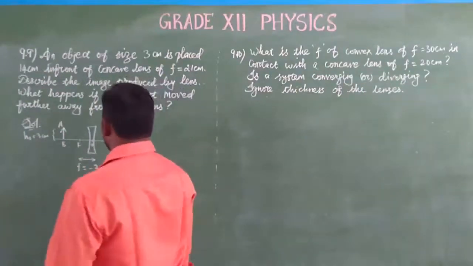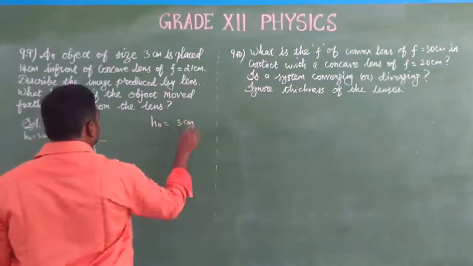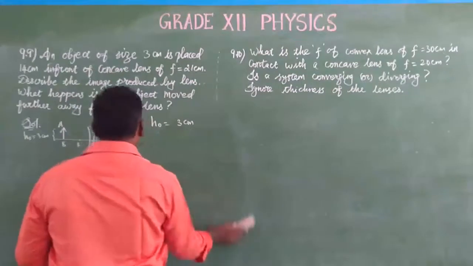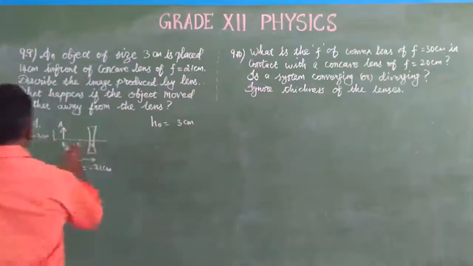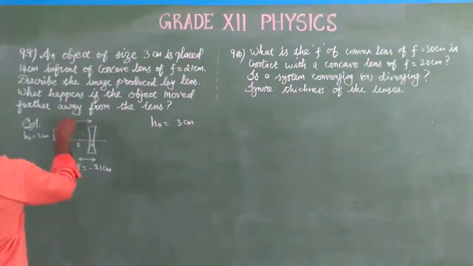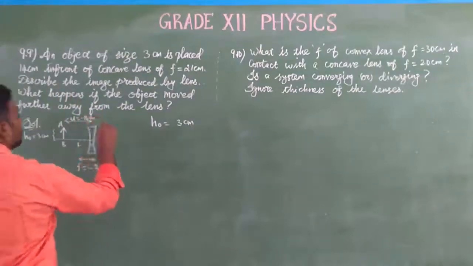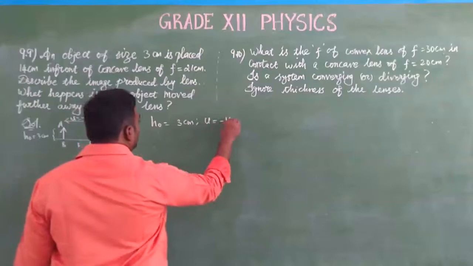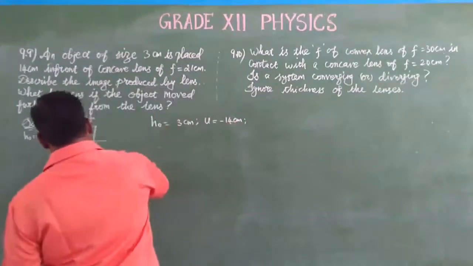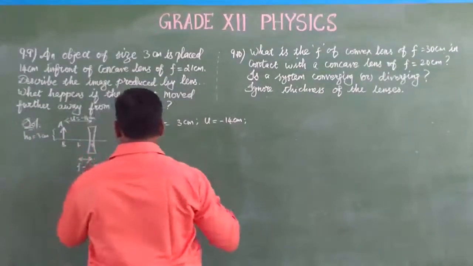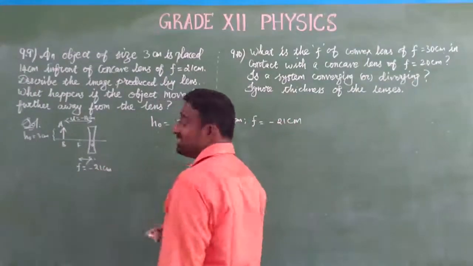So now we are going to solve from the given data. What is the height of the object? That is 3 centimeter. The object distance: the object is placed at 40 centimeters, so from the left it is minus. So u is equal to minus 40 centimeter. The focal length is also minus. Focal length is equal to minus 21 centimeter. So we want to find the image distance now.